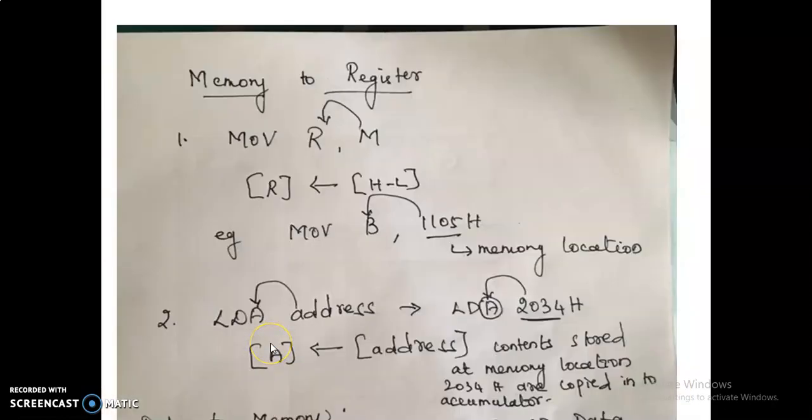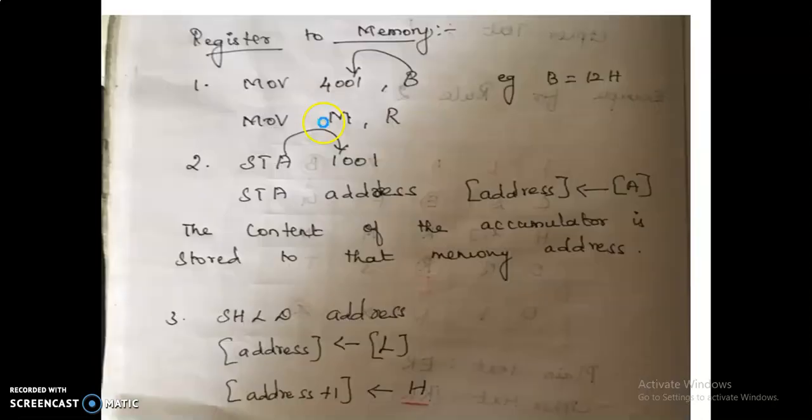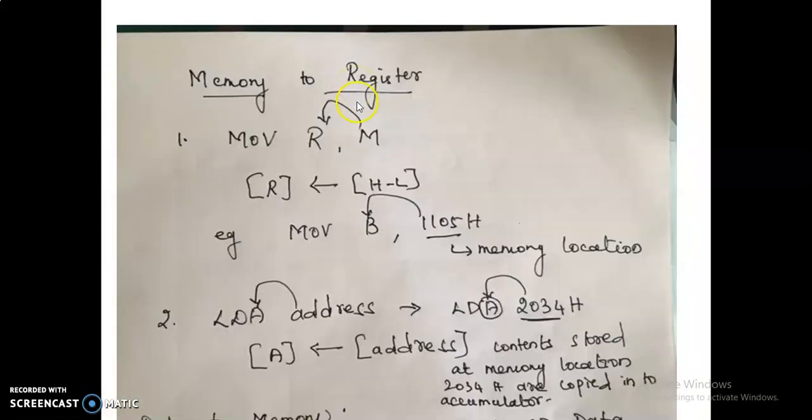The third type is data transfer between memory and register. The previous one I showed you was register to memory. This one is memory to register. This is the reverse of that concept. This is the instruction MOV. Here this is the memory location and this is the register. So the content of the memory location is moved to the register. In the previous example, the content of the register was moved to the memory location, but here the content of the memory location is moved to the register. It may be any register.